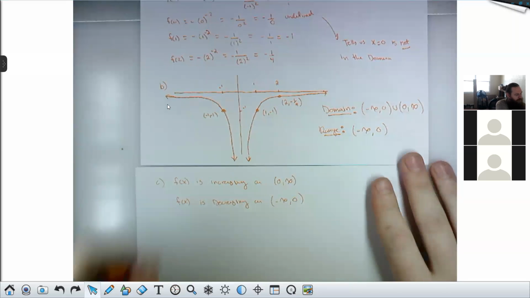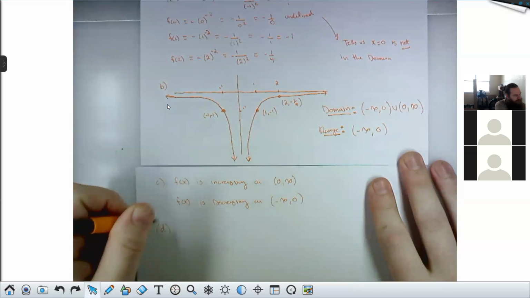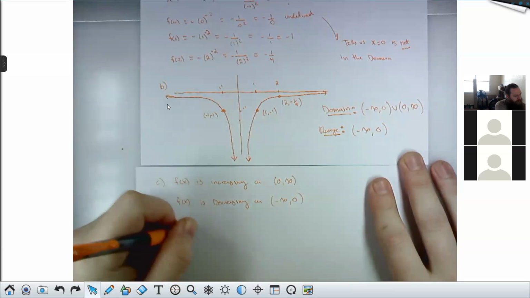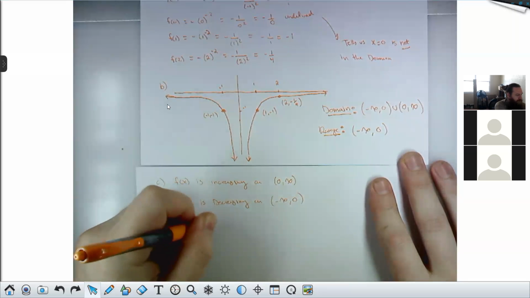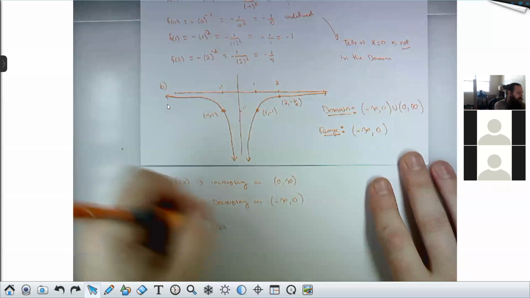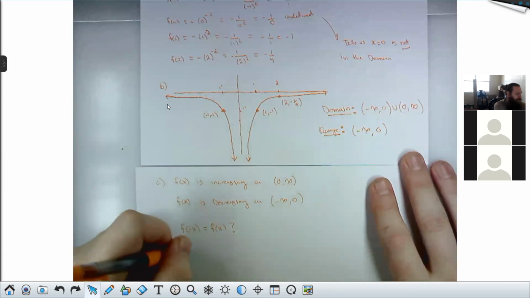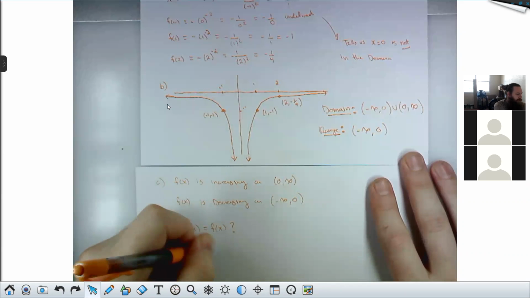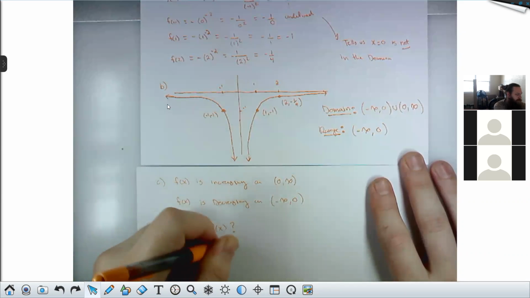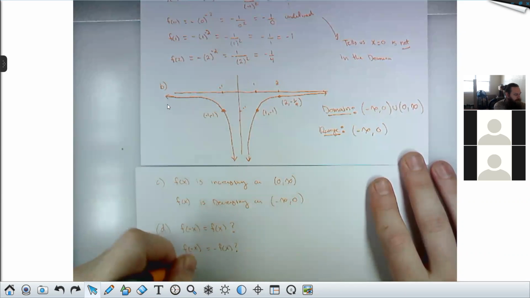Lastly, what kind of symmetries do we have here? Is f of -x, so this is the question I asked you guys earlier based on the table. Does f of -x appear to be equal to f of x? Is f of -x equal to the negative of f of x? Is f even? Is f odd?